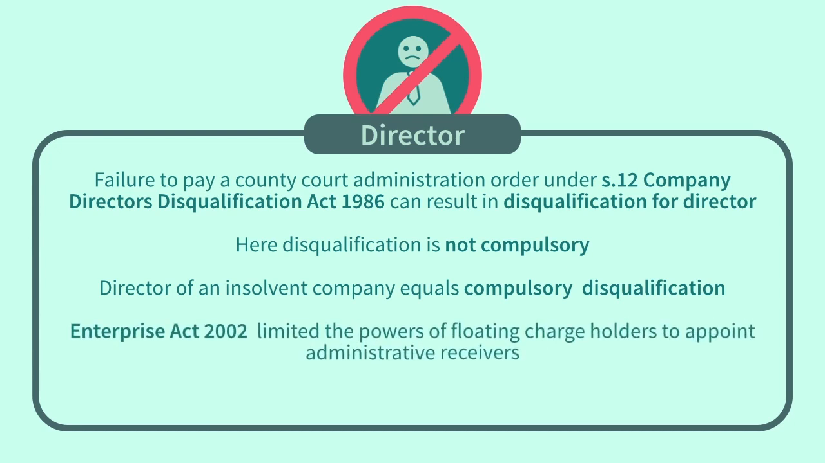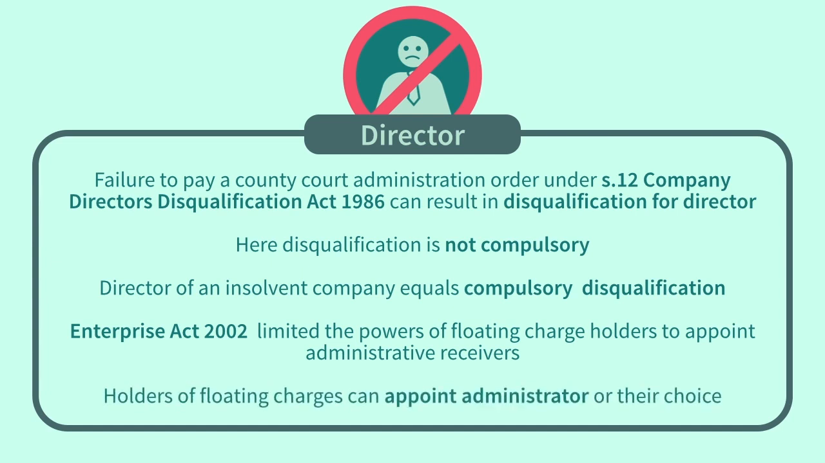The Enterprise Act 2002 introduced a new scheme, which limited the powers of the floating charge holders to appoint administrative receivers, whose function had been essentially to secure the interest of the floating charge holder who had appointed them, rather than the interests of the general creditors. As compensation for this loss of power, the holders of floating charges are given the right to appoint the administrator of their choice.